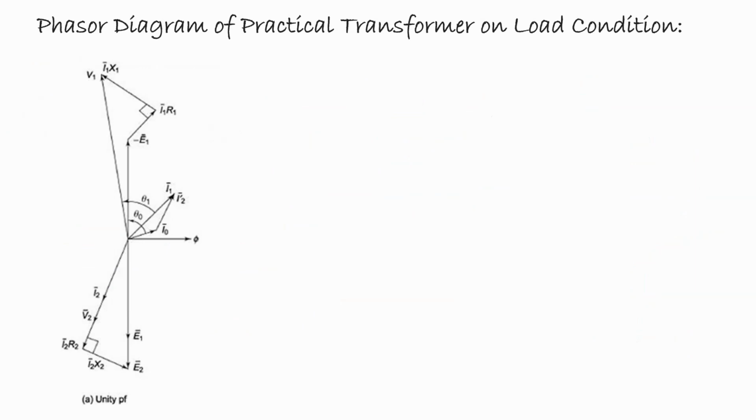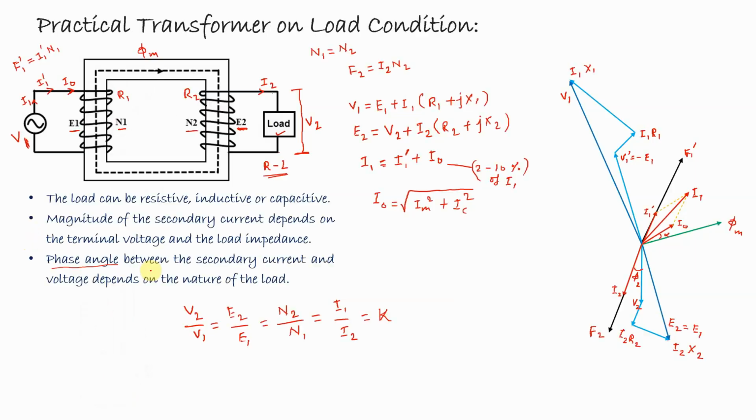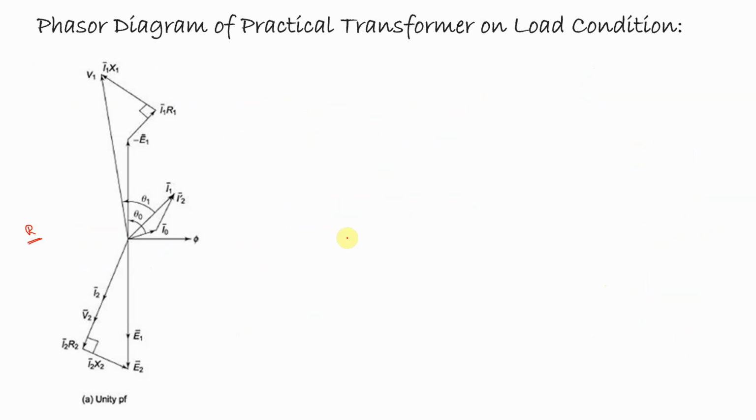So now see the phasor diagram of the practical transformer for different types of load. Let's say the power factor is unity. Power factor unity means the nature of the load is resistive. When the load is resistive, as we have already seen in the previous slide, the current and voltage will both be in phase. So here V2 and I2 are in phase.